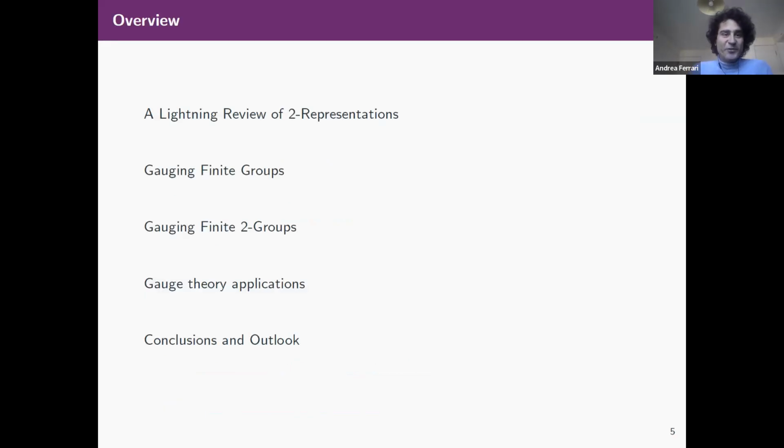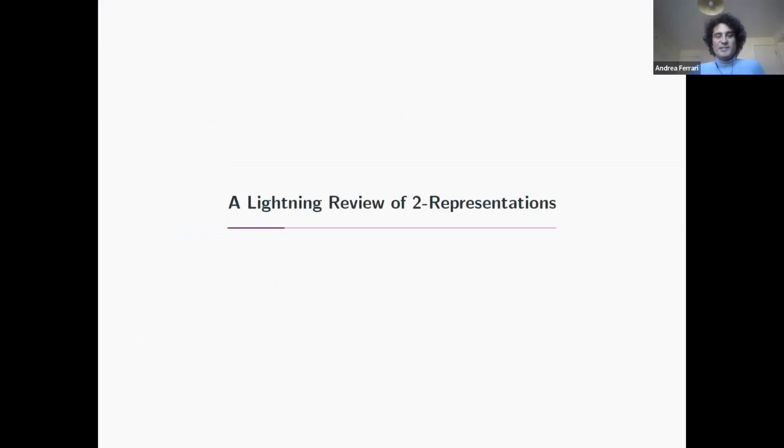So this is then my overview. I will start with a lightning and necessarily very schematic review of what a 2-representation is. Then I will move on and explain how we gauge finite groups and how we get a symmetry category that is related to the representation theory, or the 2-representation, of this group in 2 dimensions. And then I will move on to gauging finite 2-groups, explain some gauge theory applications, and then make some remarks in conclusion and explain a little bit our outlook on this topic. So let me start by giving a brief review of 2-representations.